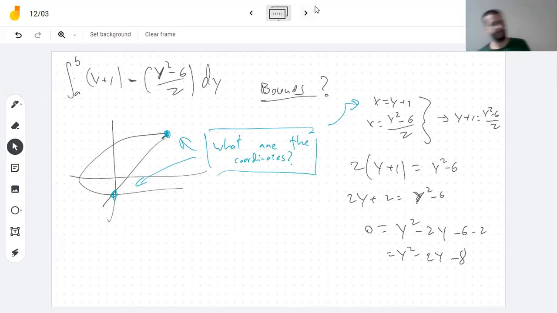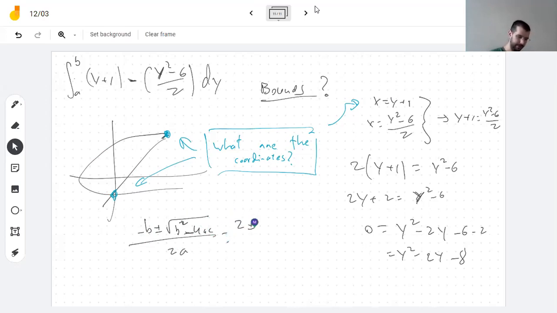So how can I solve this equation? Well, it's quadratic again. So you can stare at it and find the two numbers whose product is negative 8 and whose sum is negative 2. Or you can use the quadratic formula, if you don't like having to guess.